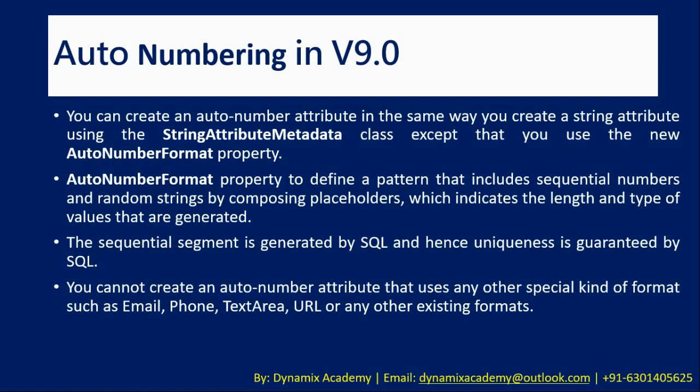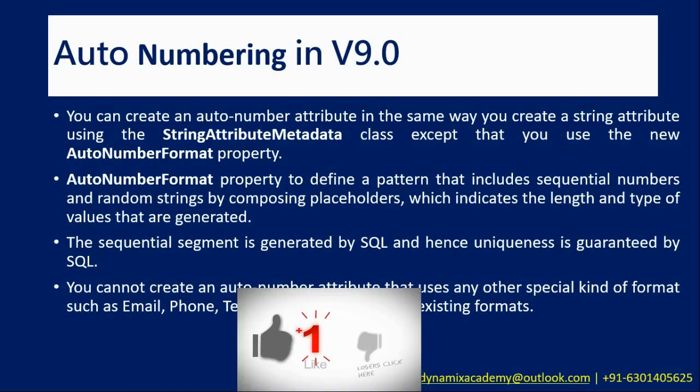Those who have not done this kind of programmatic extension to Dynamics 365 entities, I will give you a ready-made code base as well, which you can use in your existing code. The new auto number format property is used to define a pattern that includes the sequential number and random strings by composing placeholders, which indicate the length and type of the values that are generated. When we see our demo, it will be more clear.